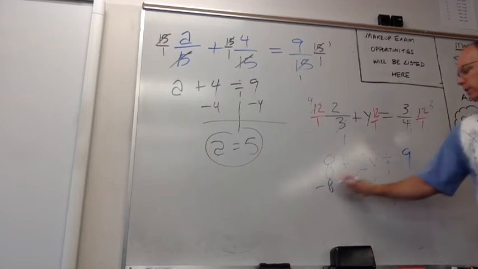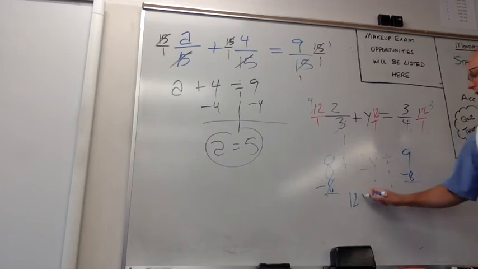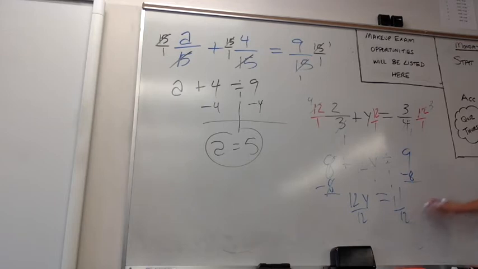Subtract 8. Subtract 8. Those cancel. 12y is equal to 1. Divide by 12. Divide by 12. Y equals 1/12. Okay, so you get a fraction for an answer. But you know, you didn't have to work with fractions. Sweet. Love this stuff.